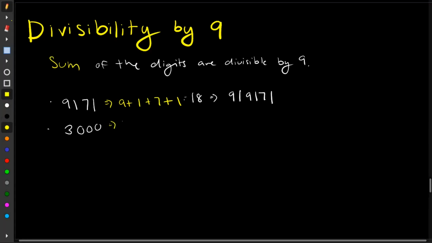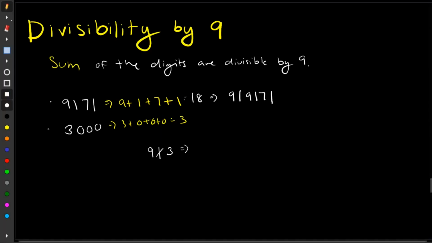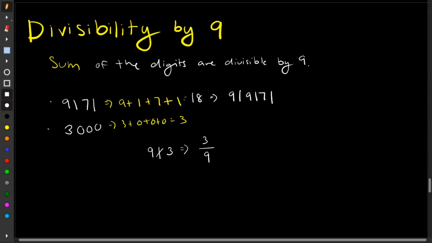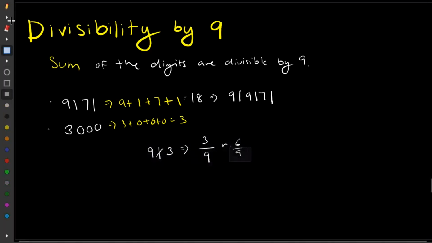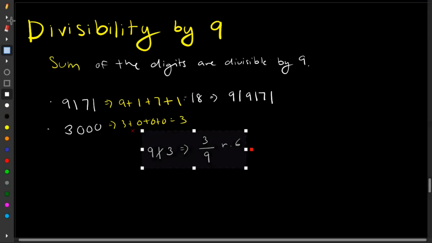For the next one, we have 3 plus 0 plus 0 plus 0, which is simply 3. Now observe that this one is divisible by 3, but it isn't divisible by 9, since 9 does not divide 3. Indeed, if we put it in fractions, this would give us 1/3 if we simplify it. Or there's a remainder of 6 over 9. Or 6. So this one is clearly the remainder of 6, just to clarify. So this isn't divisible by 9.